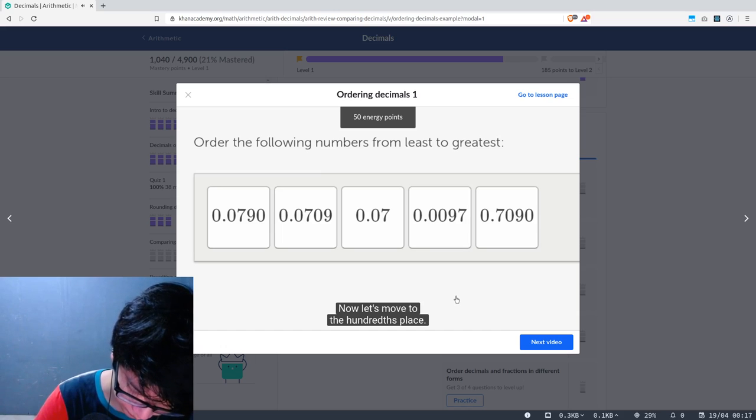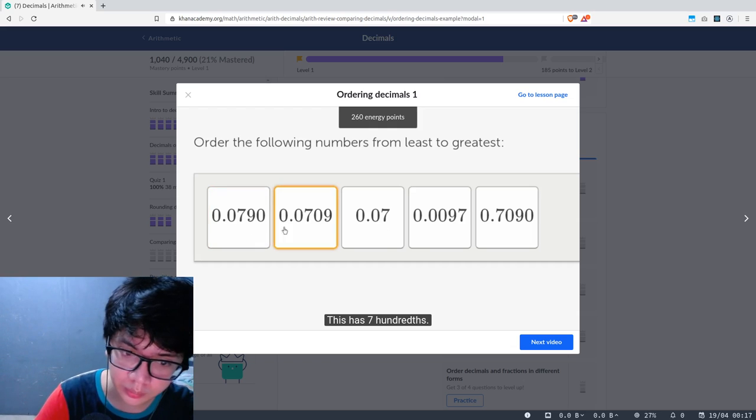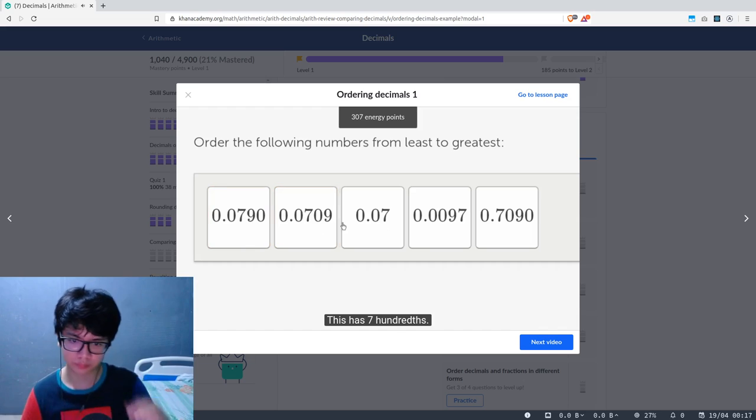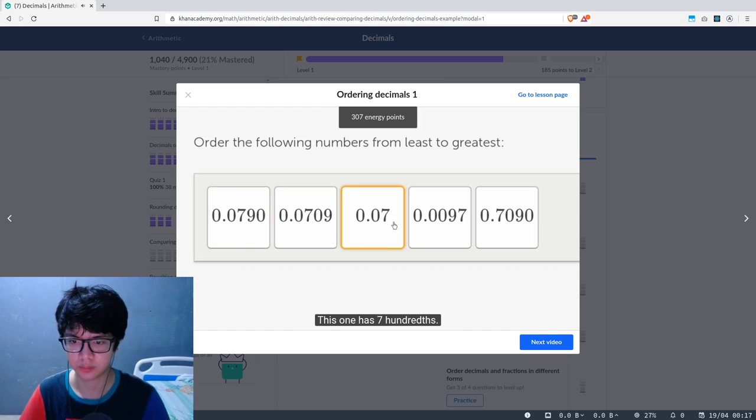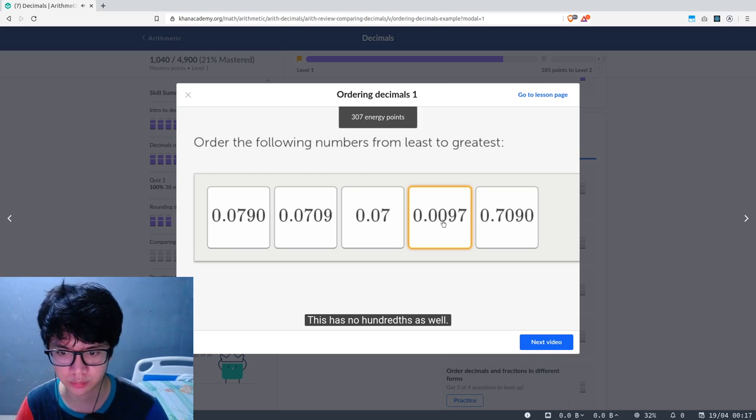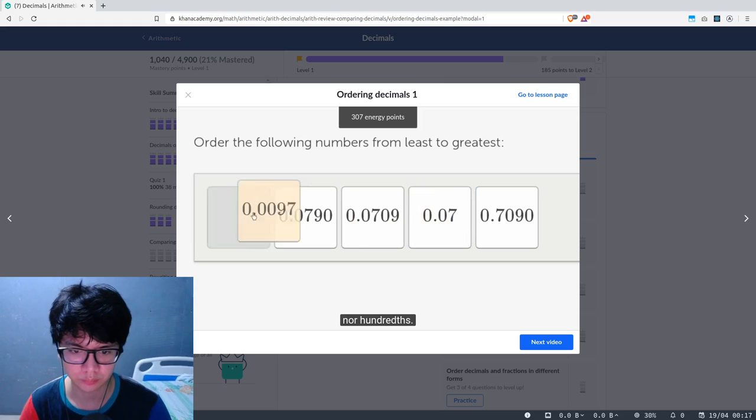Now let's move to the hundredths place. So these all have 0/10. Let's look at the hundredths place. This has 7/100. This has 7/100. This one has 7/100. This has no hundredths as well. This has 0/100. So this one has neither tenths nor hundredths, so this one is going to be the smallest. This one has no tenths, no hundredths.